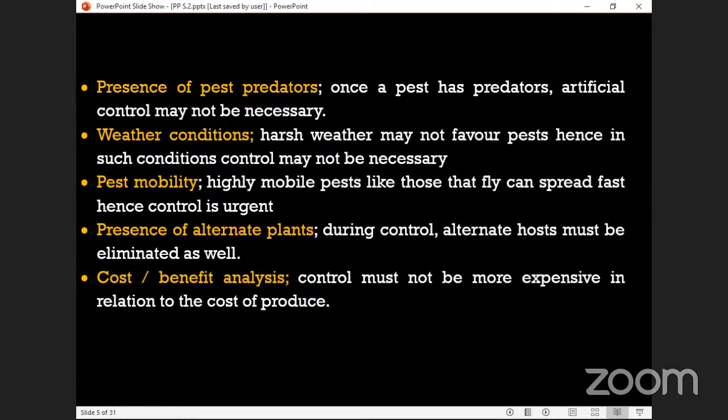The other point is the cost or benefit analysis. Control must not be more expensive in relation to the cost of produce. You cannot start buying fertilizer, buying pesticides for a crop that you are going to get less amount of money for when you sell off. So you have to make sure that you use less amounts of money to purchase the pesticides, such that at the end of the day, when you calculate between the output and the input, you are able to get a profit.